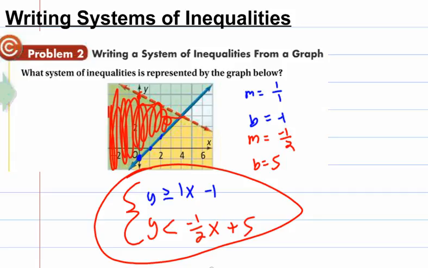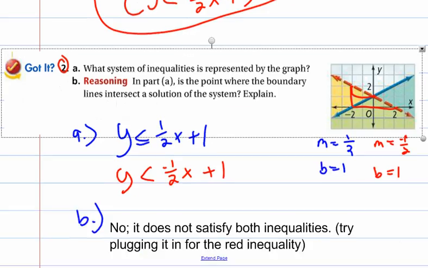Second one, we're given the graph, and I found that the blue line was y is less than or equal to negative 1/2 x plus 1. And the red line is y is less than negative 1/2 x plus 1. And the answer to part B would be no. It says, is the point where the boundary lines intersect a solution to the system? No. Really, all you have to do is try the ordered pair in both inequalities, and you'll see that it won't work for the red one, because that is actually a dashed line. It doesn't fall on a dashed line. That's just the rule.